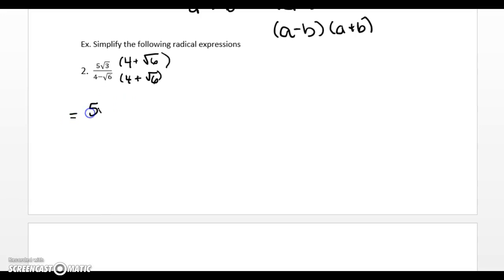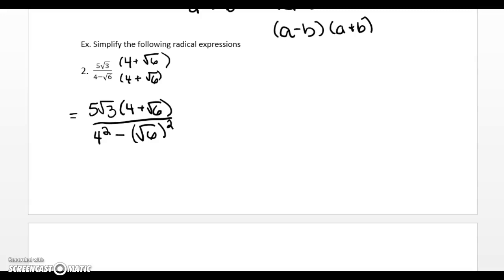So what we get is 5 square root of 3 times 4 plus square root of 6 all over, and according to what we said above, you would get the difference of squares, which means you square your first term. So you'd have 4 squared. You separate the two terms with a subtract symbol, and then you square your second term, so it should be square root of 6 squared.